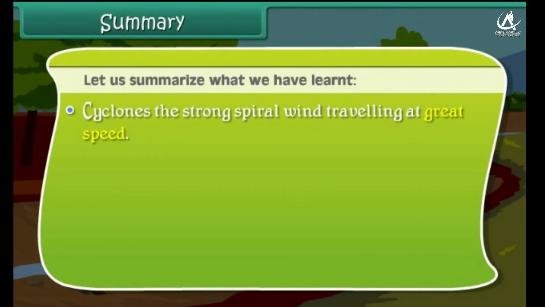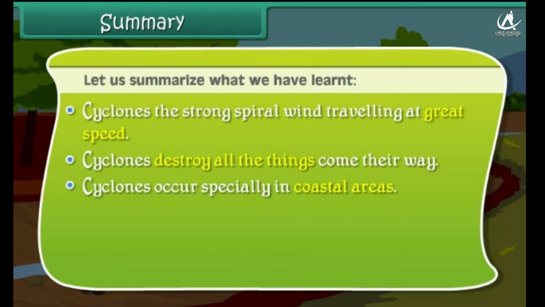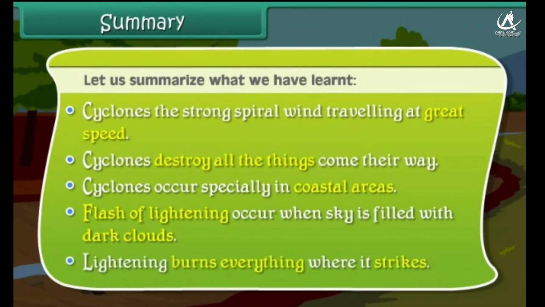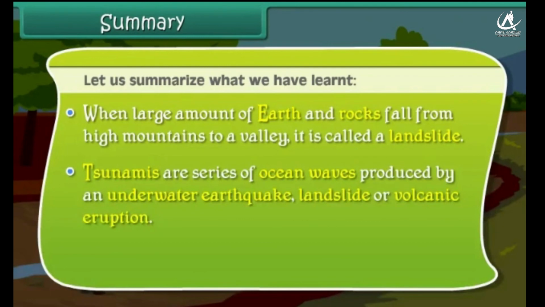Cyclones are strong spiral winds traveling at great speed. Cyclones destroy all the things that come their way. Cyclones occur especially in coastal areas. A flash of lightning occurs when the sky is filled with dark clouds. Lightning burns everything where it strikes. When a large amount of earth and rocks fall from high mountains to a valley, it is called a landslide. Tsunamis are a series of ocean waves produced by an underwater earthquake, landslide or volcanic eruption.